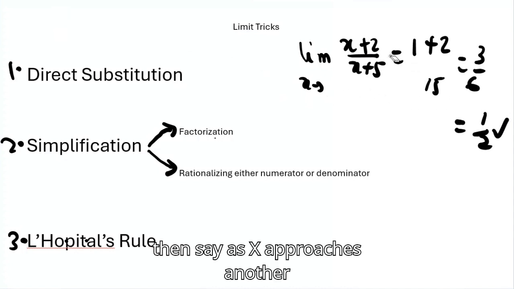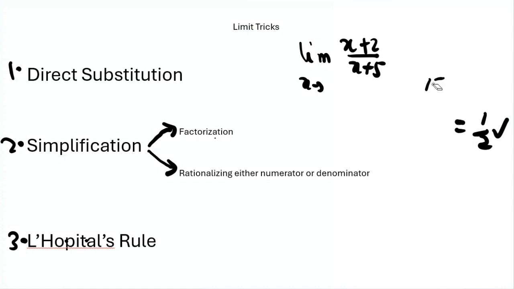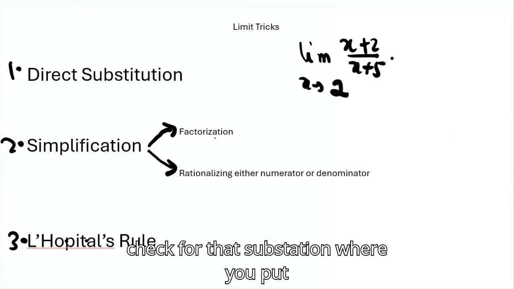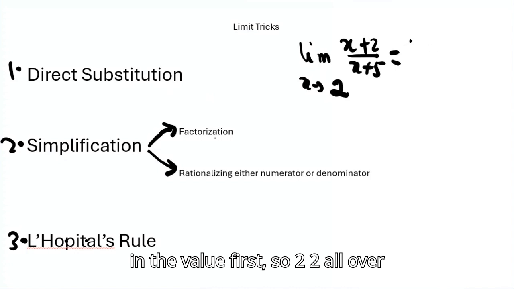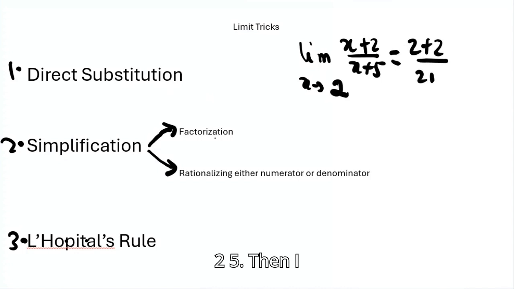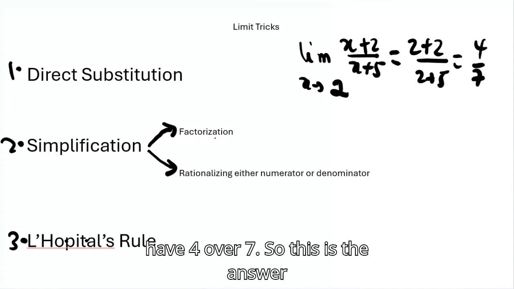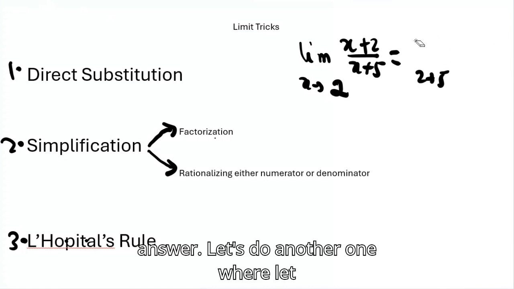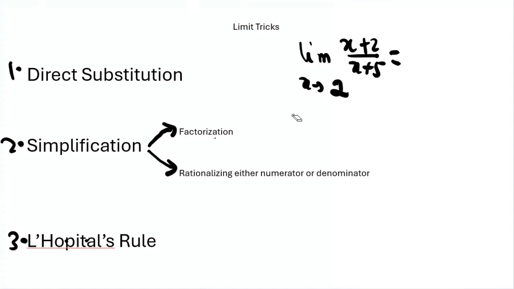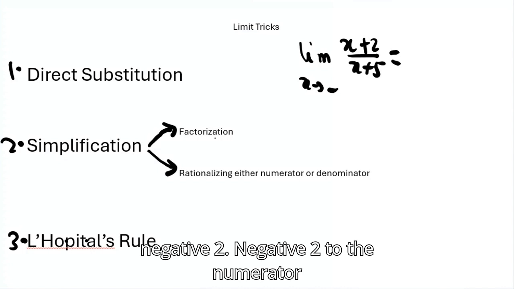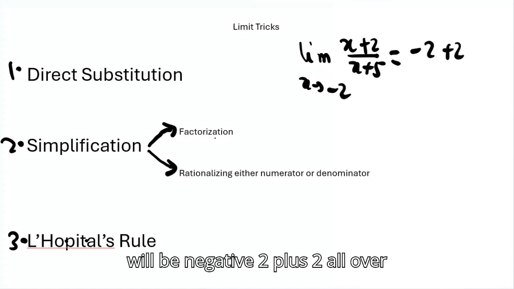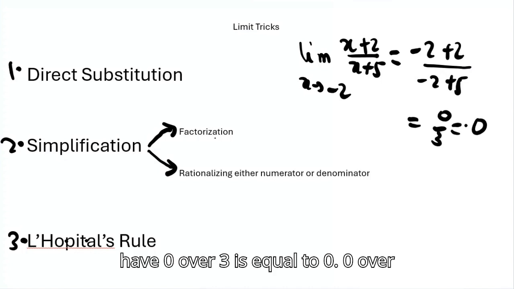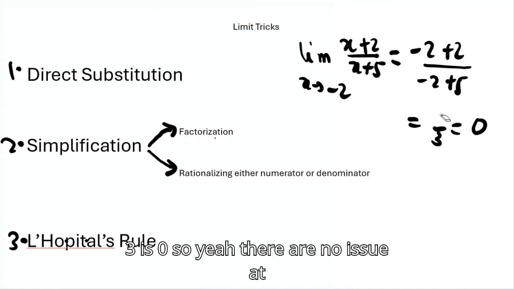Now, if I change this and say x approaches another value aside from 1, like 2, you check the substitution. You put in the value first. So 2 plus 2 all over 2 plus 5, then I have 4 over 7. This is the answer because you finally have a value at the end. Let's do another one. Now it's going to be negative 2. The numerator will be negative 2 plus 2 all over negative 2 plus 5. You have 0 over 3, which is 0. So that one has no issue at all.